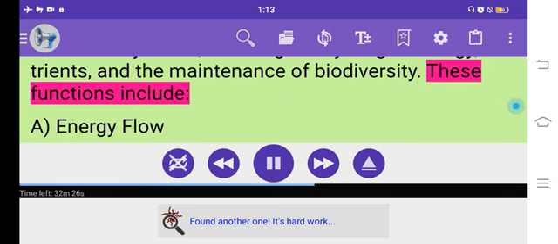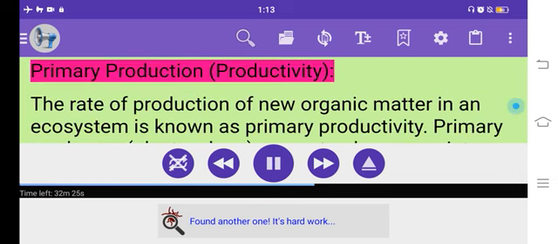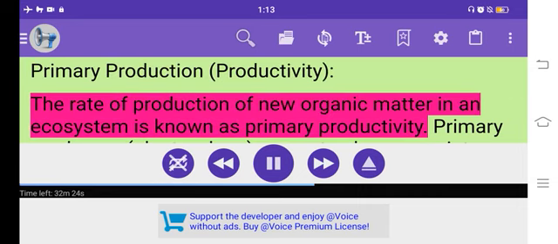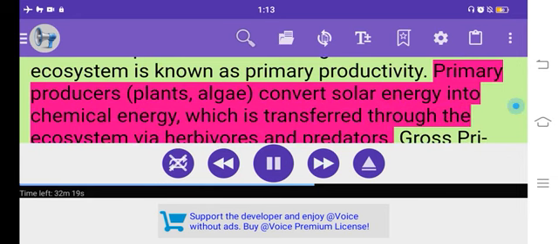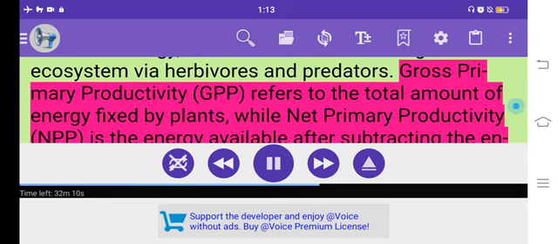These functions include A. Energy flow. Primary production, productivity. The rate of production of new organic matter in an ecosystem is known as primary productivity. Primary producers, plants and algae, convert solar energy into chemical energy, which is transferred through the ecosystem via herbivores and predators. Gross primary productivity, GPP, refers to the total amount of energy fixed by plants, while net primary productivity, NPP, is the energy available after subtracting the energy used by plants for respiration.